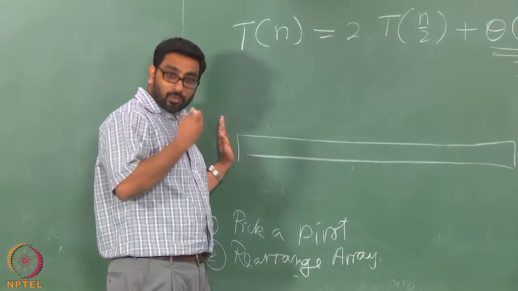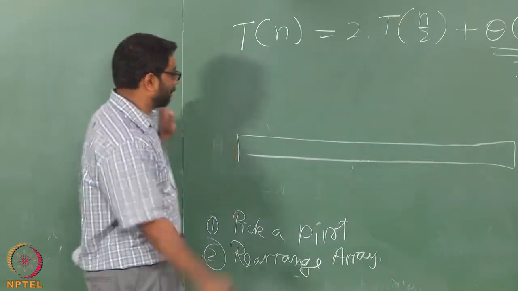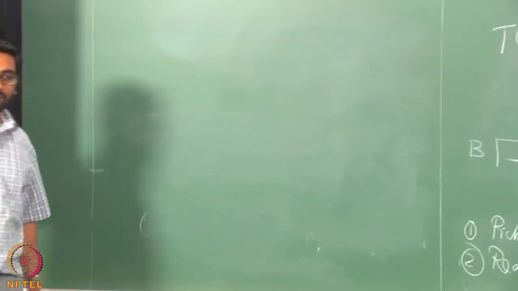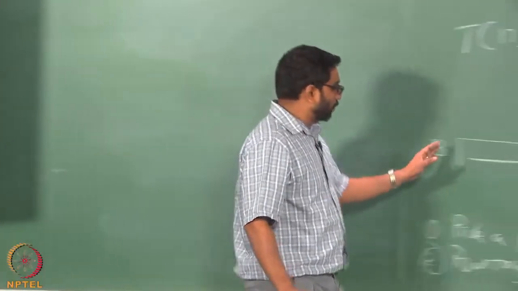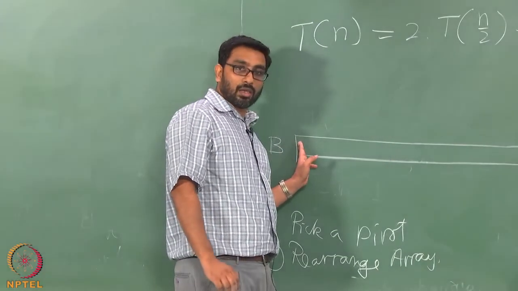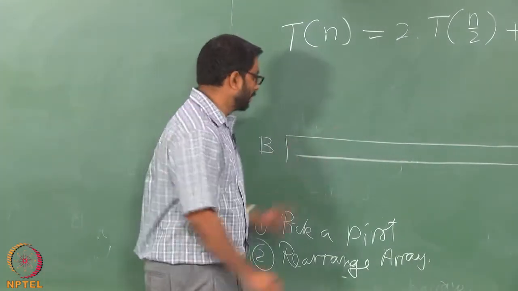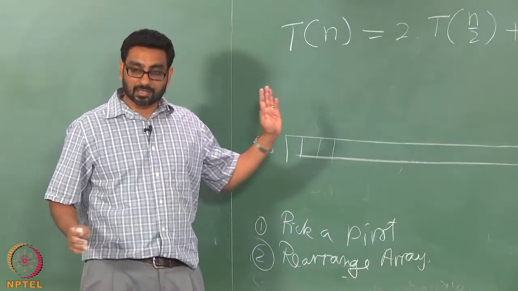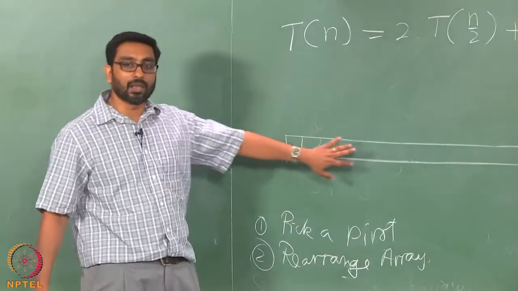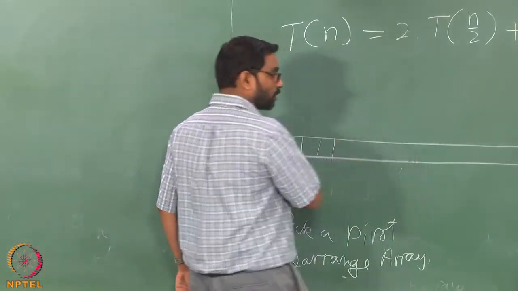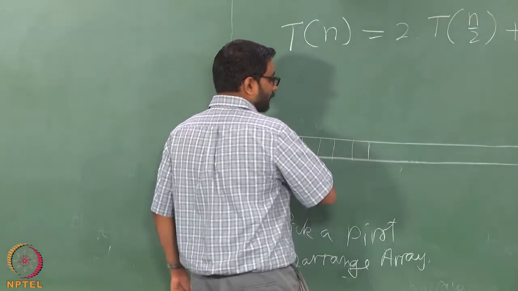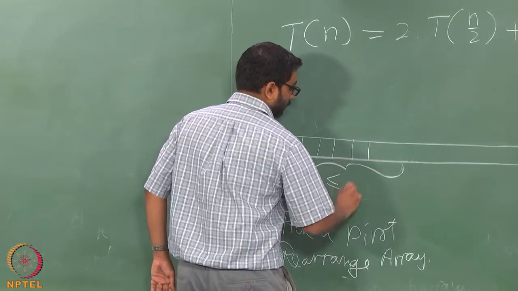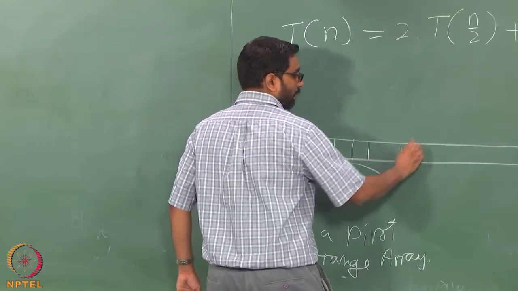Run through the list of elements in the array. For simplicity, you can think of this as another array B, in which you put all the elements that are smaller than the pivot first. So you start filling in the array, but you're going through the entire list in array A to fill in this array B. Once you've exhausted array A, these are all the items that are smaller than or equal to P, and then you put the pivot.